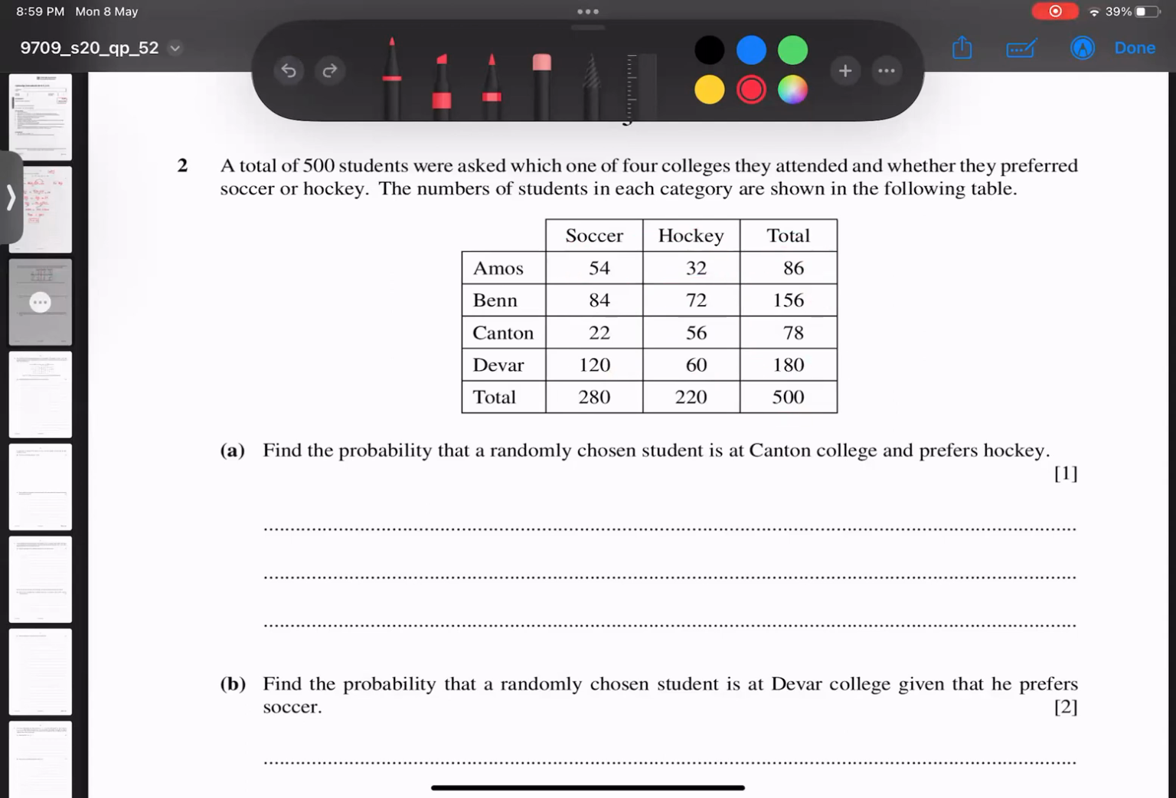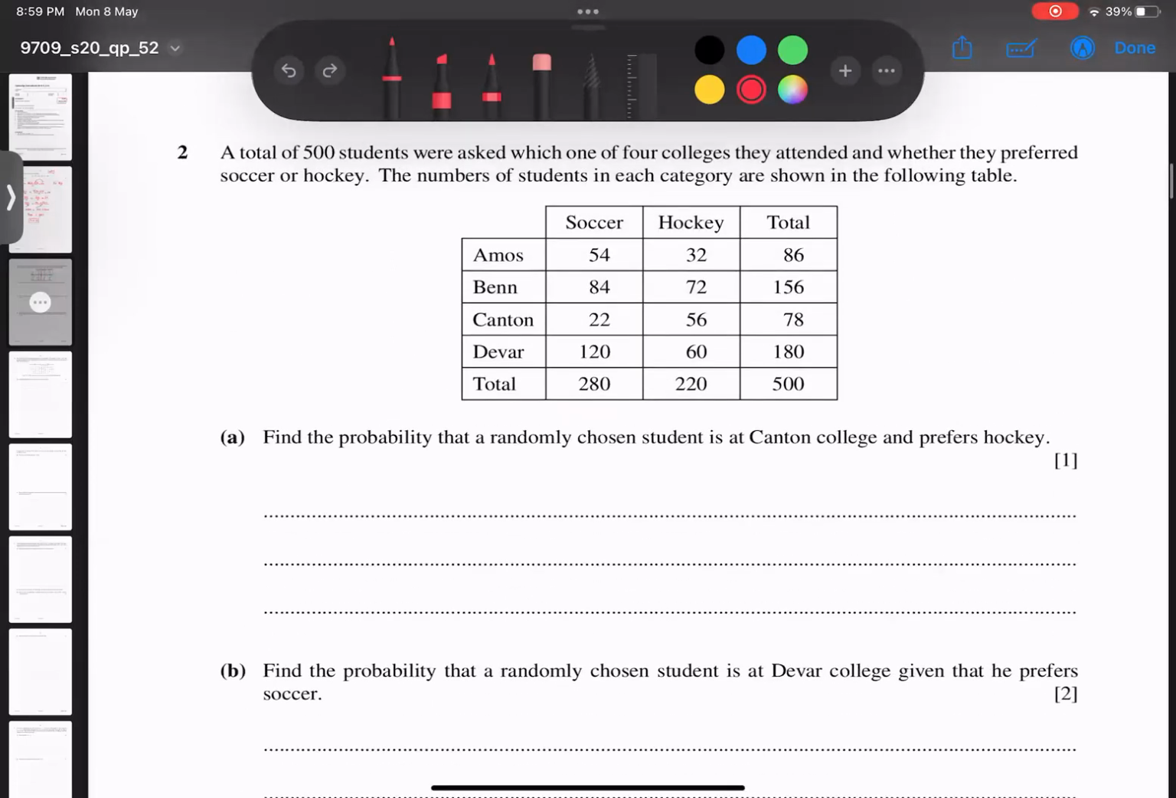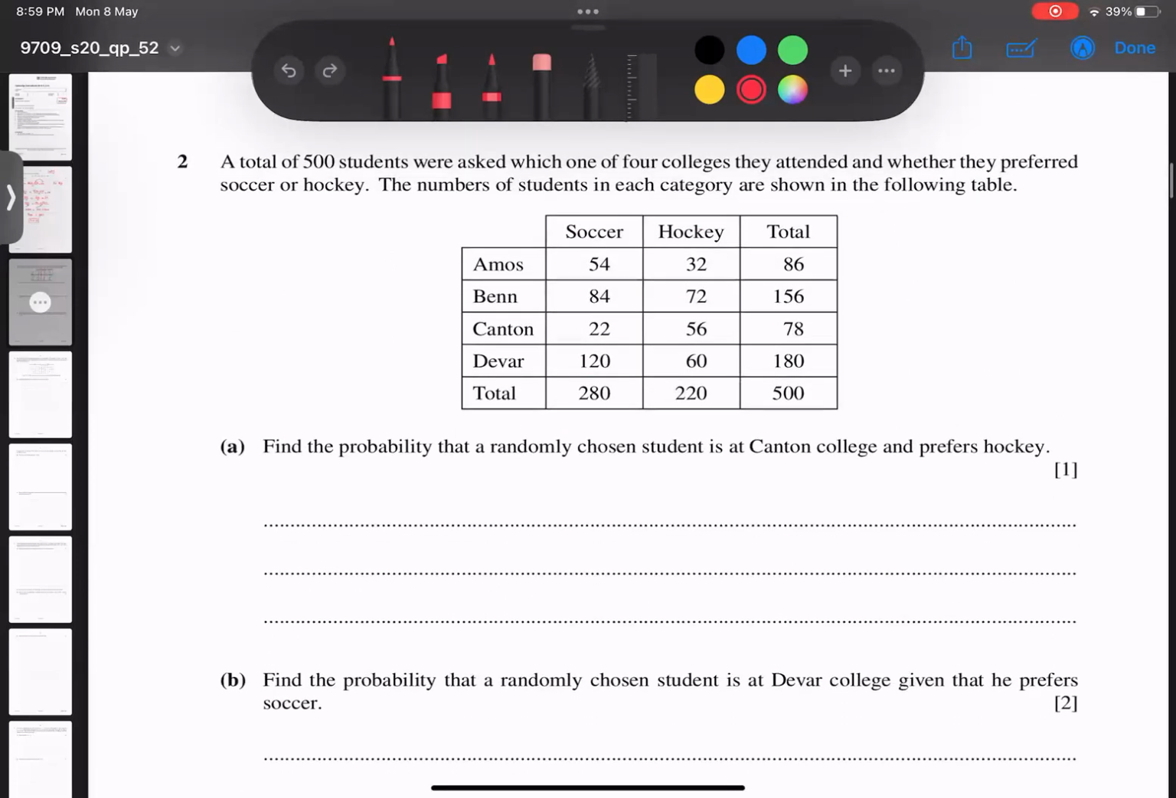This table is mentioned by him. He's saying that there are 4 colleges they attended, and whether they prefer soccer or hockey. The number of students in each category is shown in the table. First part: the probability that a randomly chosen student is at Canton College and prefers hockey. So 'and' means intersection. You know it very well.